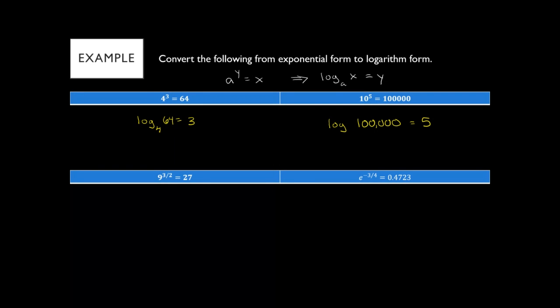Now on the bottom left, I've got 9 to the 3/2 power equals 27. Logs don't care if you have fractions or anything in your exponents. It's totally okay. So our base, what's underneath it, is 9. So this is log base 9 of 27. Your log is always equal to the exponent, so I know that's going to be equal to 3/2.